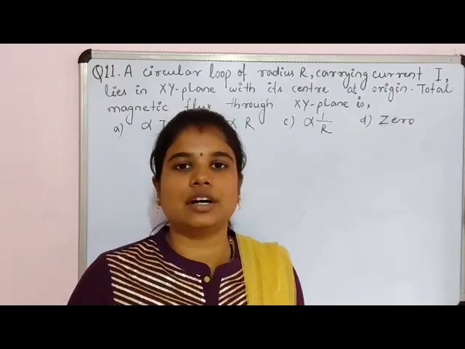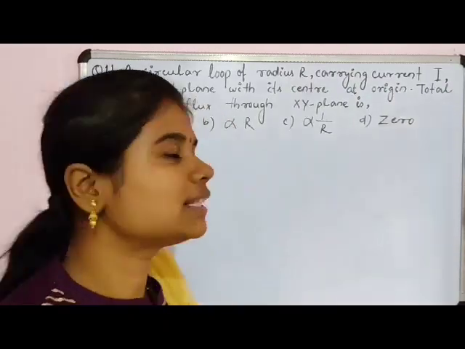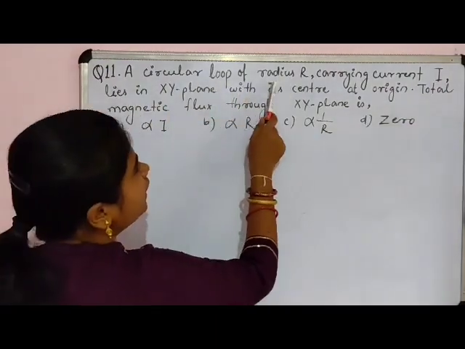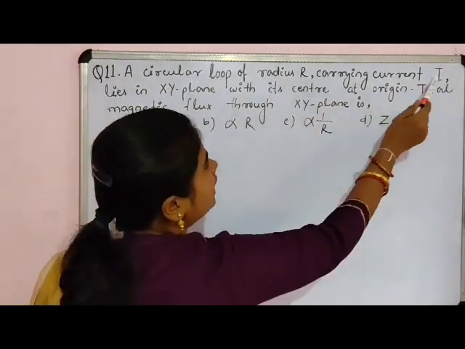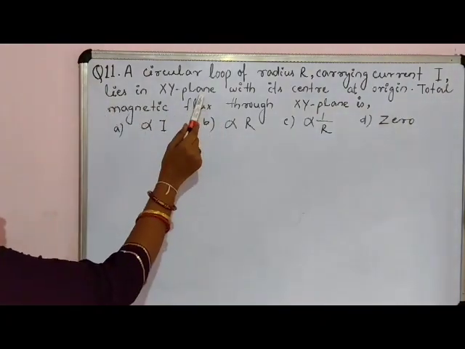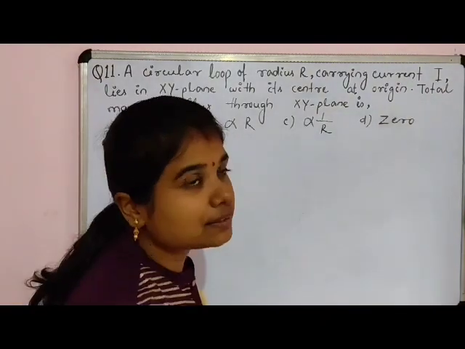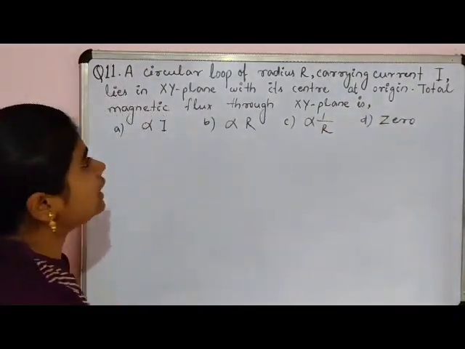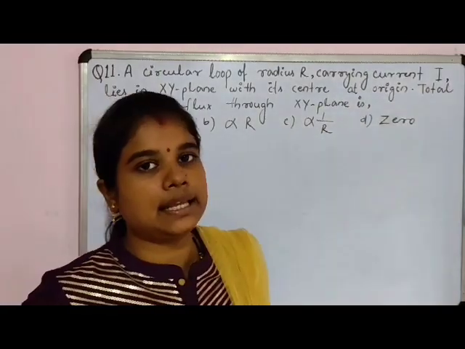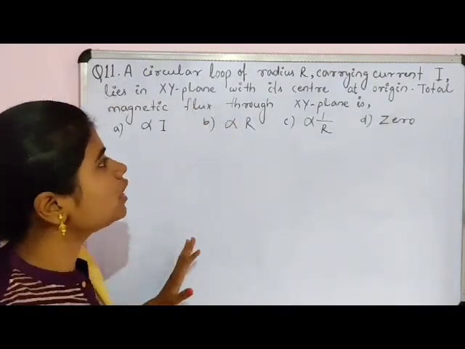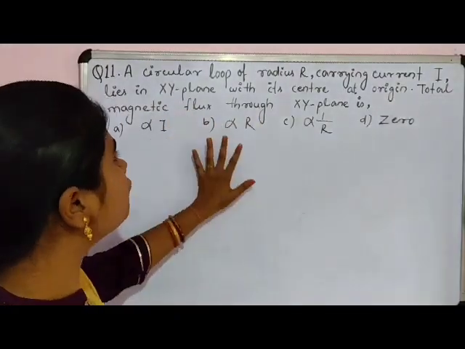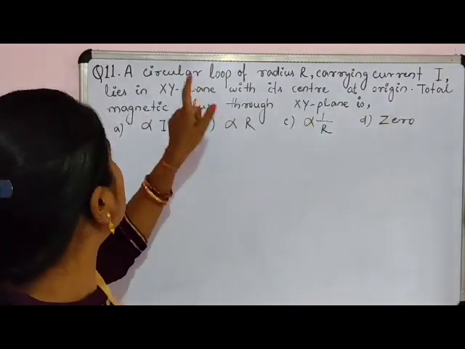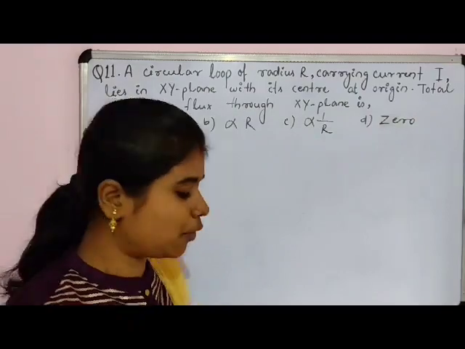So here we have got the 11th question. Let's see. The question is asking: a circular loop of radius r carrying current I lies in the xy plane with its center at origin. Total magnetic flux through the xy plane is. So basically we need to find out the total magnetic flux through the xy plane, which is a part of the circular loop. Now this is important.